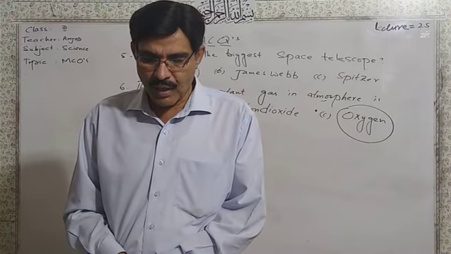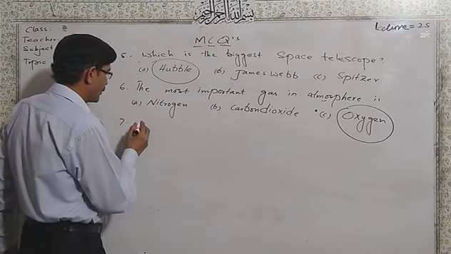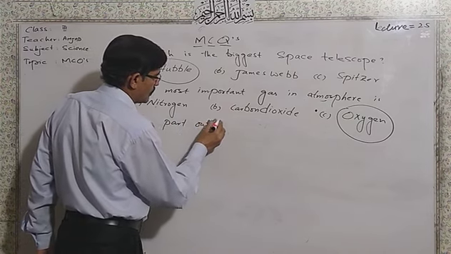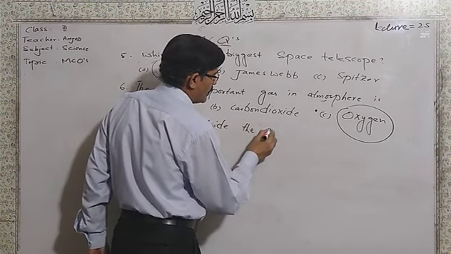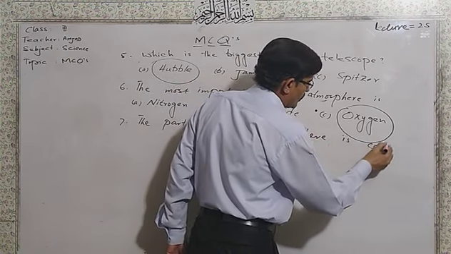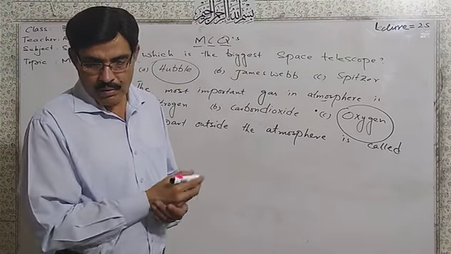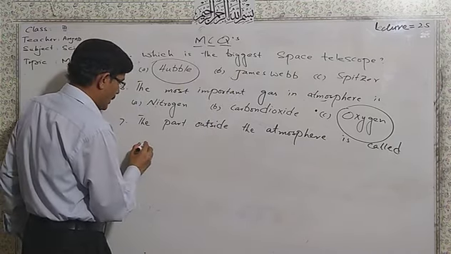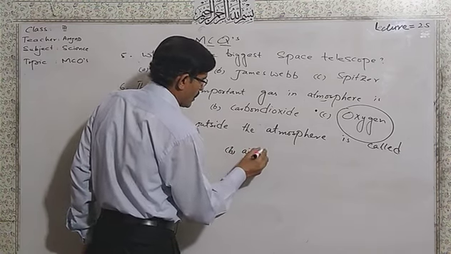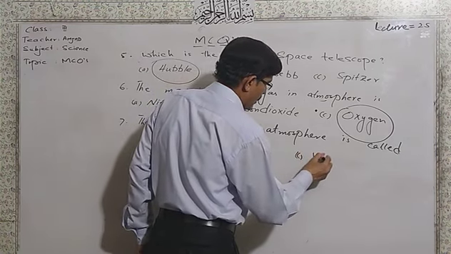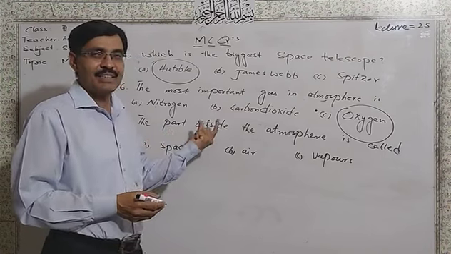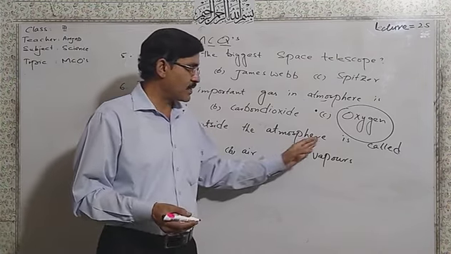Number 7. The part outside the atmosphere is called what? Here we have got the options: space, air, and vapors. Just read the statement. The part outside the atmosphere is called what?